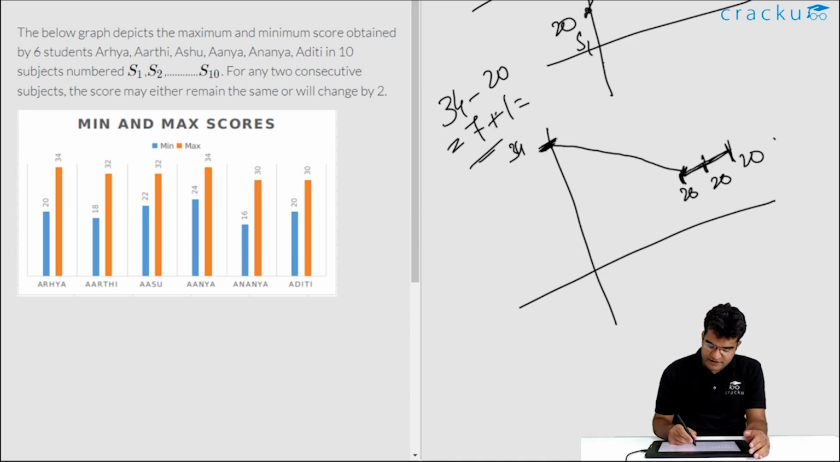But in order to find the maximum, we will give the remaining 2 subjects the maximum score, that is 34, and in order to find the minimum, we will give the remaining 2 subjects the minimum score, that is 20. This will help us in calculating the answer faster.